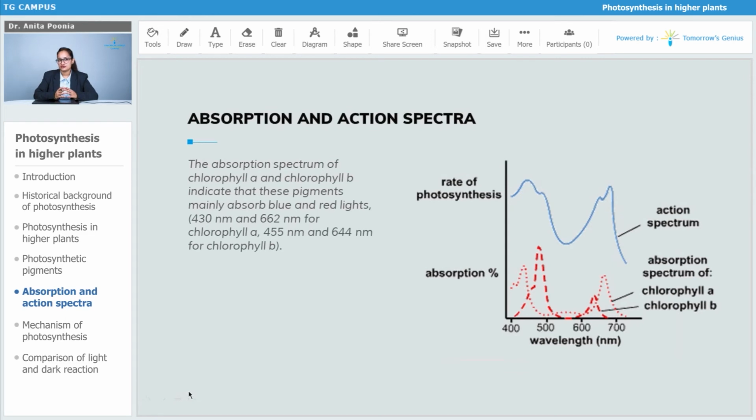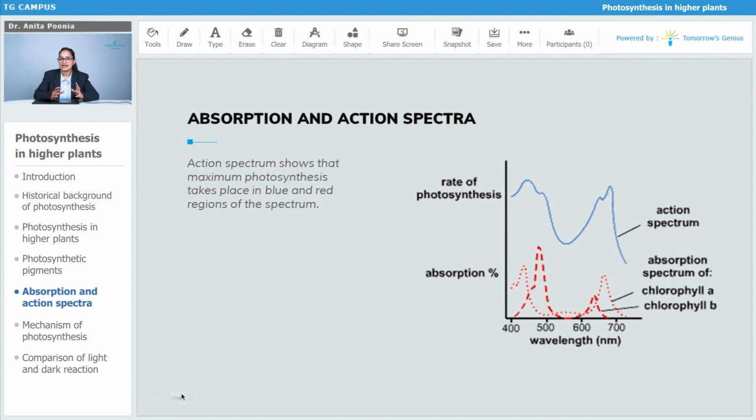So, the absorption spectrum of chlorophyll A and chlorophyll B indicates that these pigments mainly absorb the blue and the red light. They basically absorb blue and red light at 430 nanometers and 662 nanometers for chlorophyll A specifically, and 455 nanometers and 644 nanometers, the blue and red light respectively, specifically for chlorophyll B. Rate of photosynthesis, absorption percentage, the action spectrum, the absorption spectrum of chlorophyll A and B.